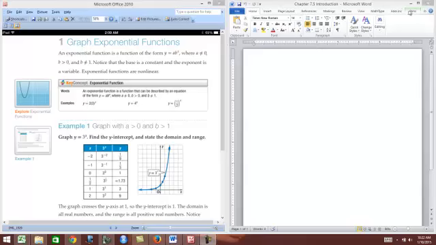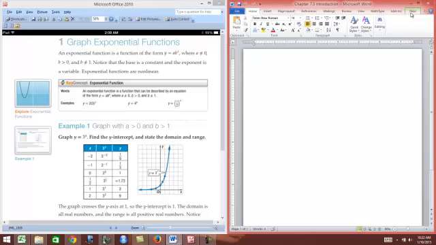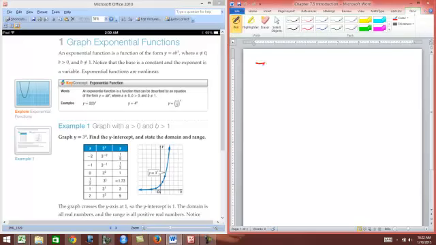7.5 exponential functions. Here, I want to change the color back to black. Exponential functions. Okay, it's a very important function.